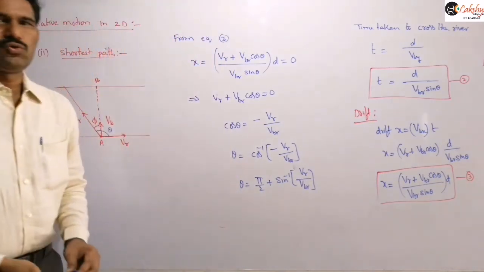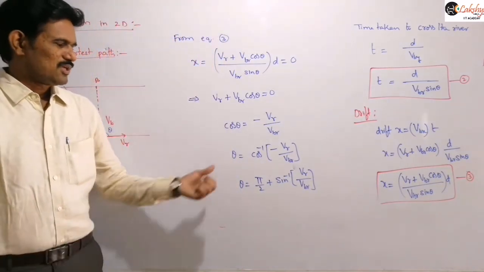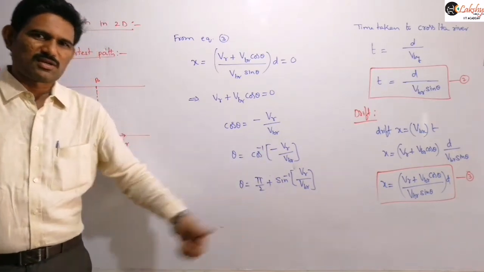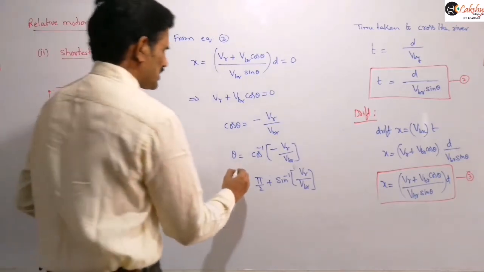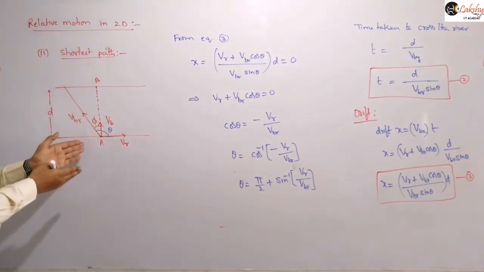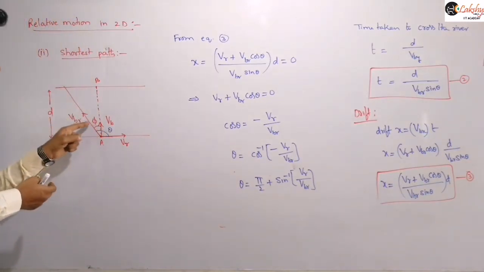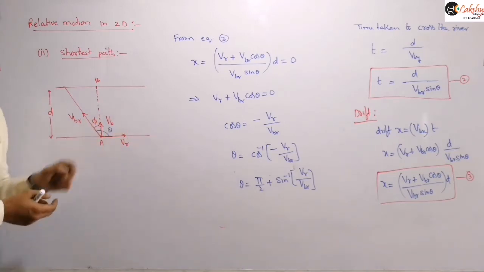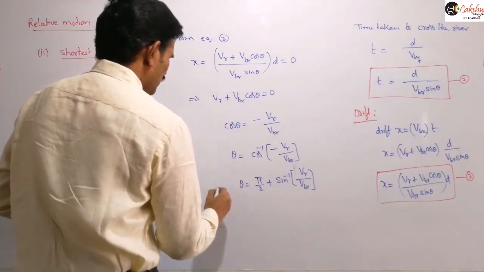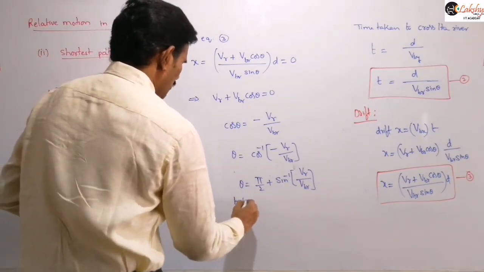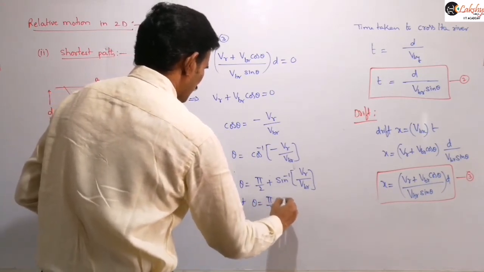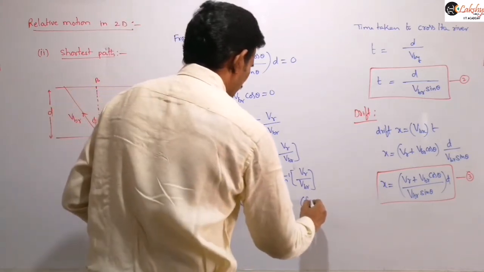Just an inverse function relation here: in terms of cos inverse this function is there, and in terms of sine inverse we can write the same expression like this. So now we can express this angle theta like this. From this expression, if you observe, 90 plus this angle is nothing but our phi value, and therefore I can write this theta as pi by 2 plus phi. This is from the figure we are writing here.